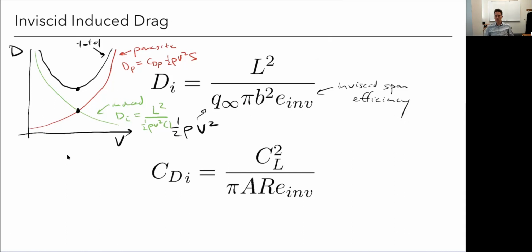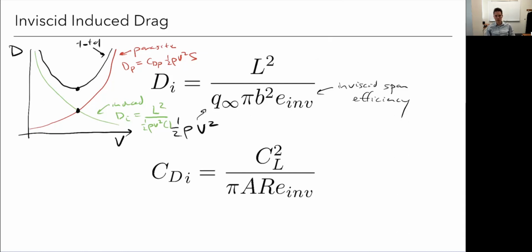So I can get the same force by taking a lot of air and moving it a little bit, or a little bit of air and moving it really fast. And it's much more efficient to take a big chunk of air as I go through really fast and push it down a little bit to generate that force. That's why the induced drag is much less at higher speeds.